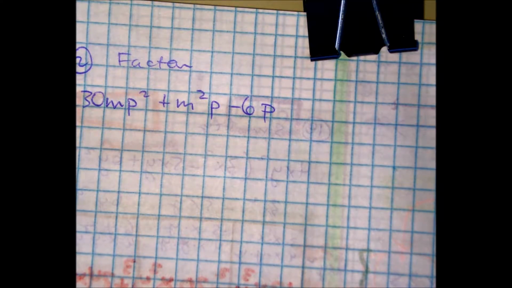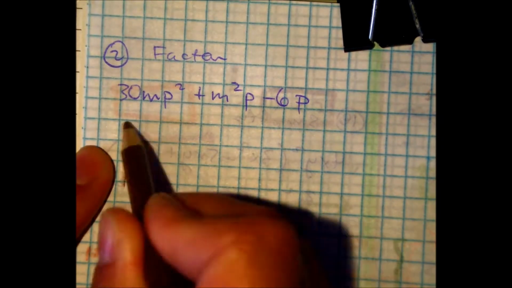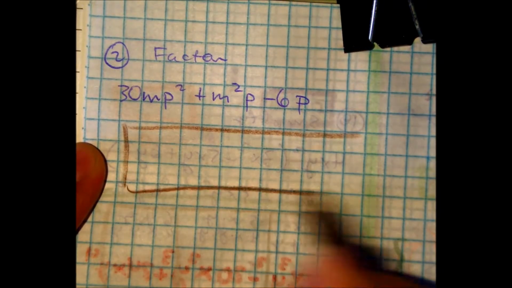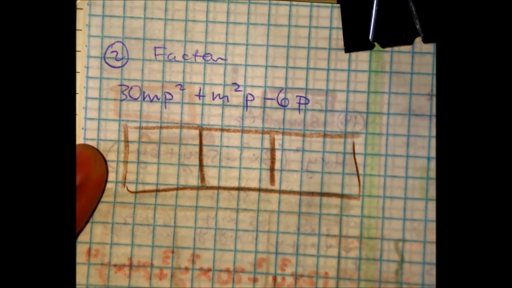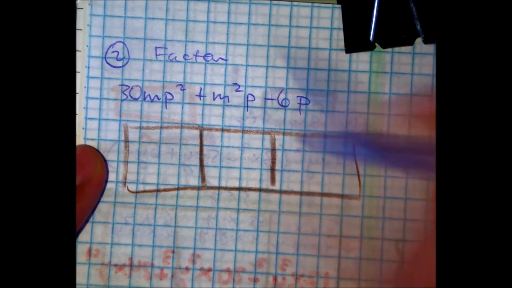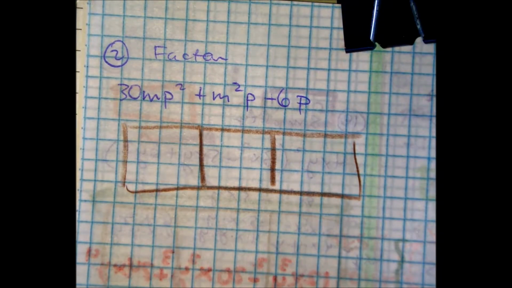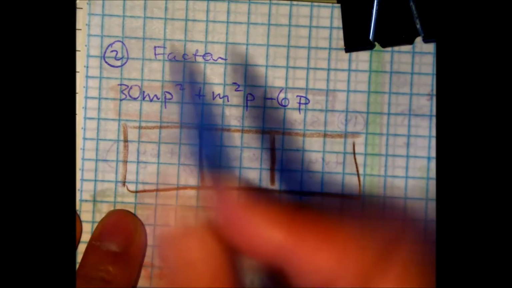Alright, in this problem we're asked to factor. Something we can do, what I just showed you, is put them into these boxes and break them up into the individual factors. Notice I drew the box starting with the plus or minus sign. If I broke down 30mp squared into their individual monomial factors, what would I get?